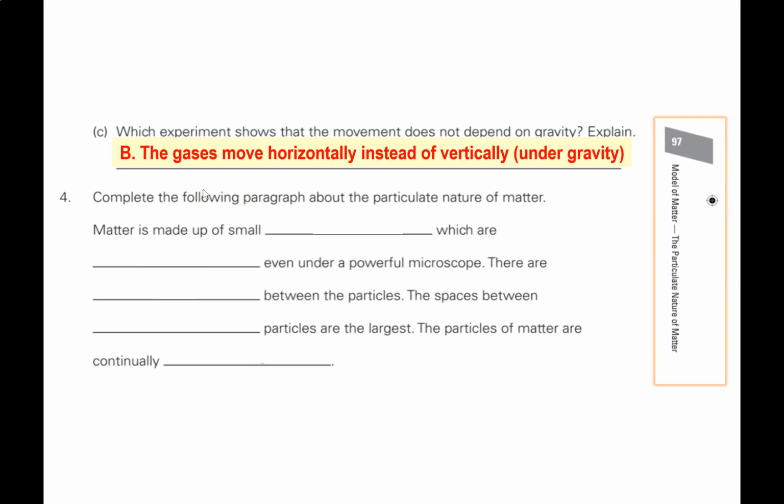Question 4. Fill in the blanks. Matter is made up of small particles which are invisible even under a powerful microscope. There are spaces between the particles. The spaces between gas particles are the largest. These particles of matter are continually moving.